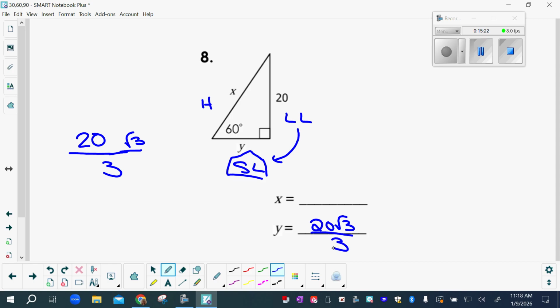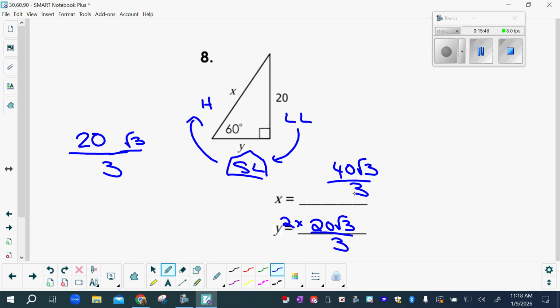So if I am going to times this guy by 2, all I have to do is go like this, outside guy with outside guy. So I get 40 root 3 over 3. Do I have to give it on the bottom? No, because I'm multiplying by 2 over 1, right? That's a gift from me to you for the rest of your life.